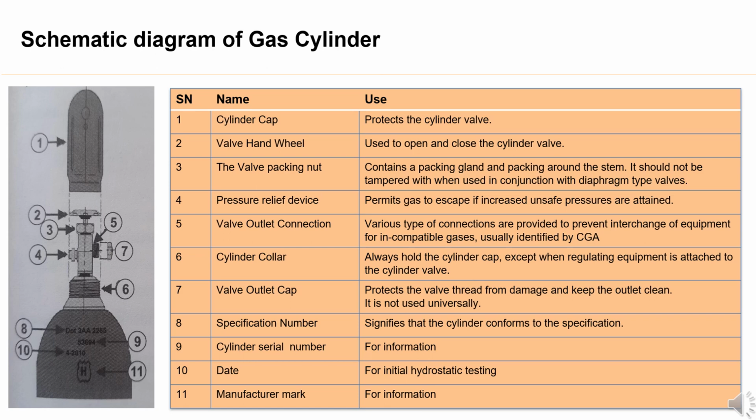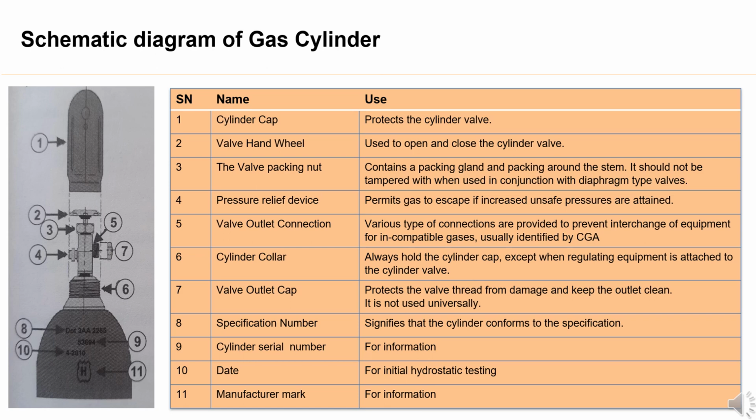4. Pressure relief device, permits gas to escape if increased unsafe pressures are attained. 5. Valve outlet connection, various types of connections are provided to prevent interchange of equipment for incompatible gases, usually identified by Compressed Gas Association, CGA.